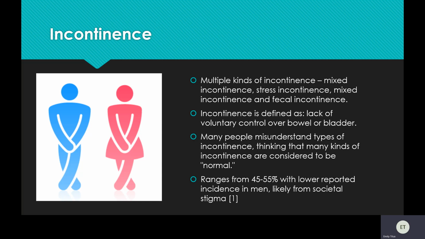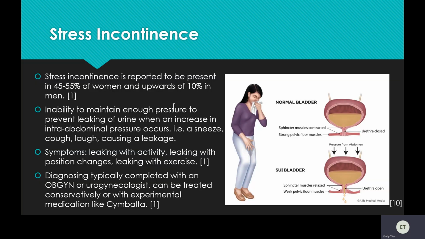So further on that, we have the first type of incontinence, which is considered to be stress incontinence. Like I said earlier, it's something that most people don't think is incontinence. But any sort of lack of control is not considered normal. And any leaking is not normal.